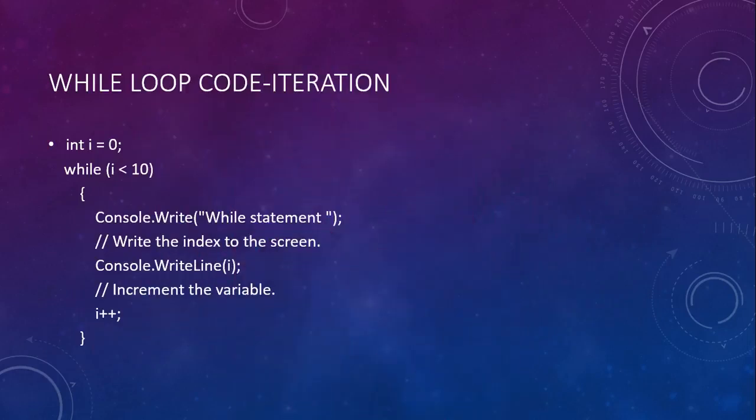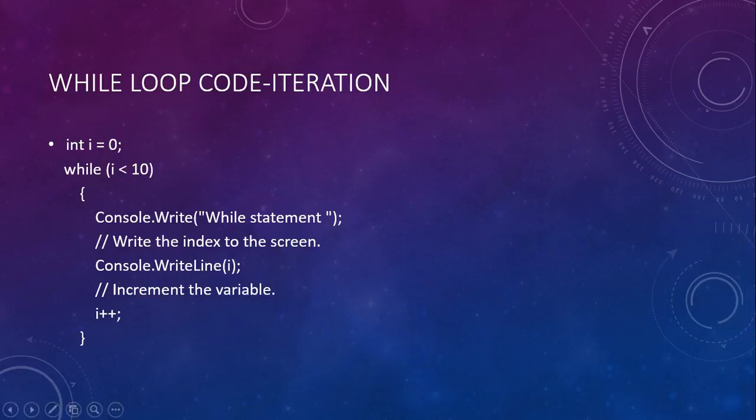So here's an example with a while loop for code iteration. Here I have a variable int i equals 0. So I'm just setting i to 0. While i is less than 10, Console.Write, while statement, and then it says write index to the screen. So Console.WriteLine i, and then increment the variable, i++.